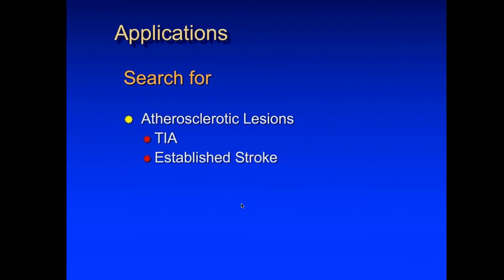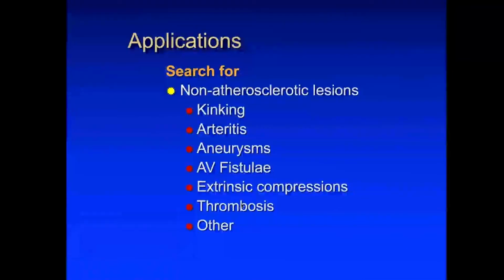Applications. Well, we have to look for atherosclerotic lesions. And the clinical manifestations of these lesions are the transient ischemic attack, the established stroke, and the amaurosis fugax. There are non-atherosclerotic lesions that can be seen by using color Doppler: kinking, arteritis, aneurysms, and fistula, and some others, as you can see here on the slide.